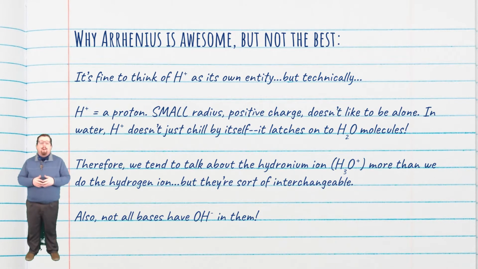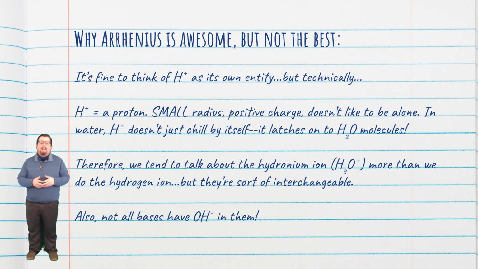The Arrhenius model was a fine model that we used for many years to understand the reactions of acids and bases. However, it has some limitations. Picture a hydrogen atom. It has one proton with one electron orbiting around it. If we remove that electron, we're left with the hydrogen ion, or, if you can tell, literally just a proton. The proton has a positive charge and a very small radius, making it extremely reactive.